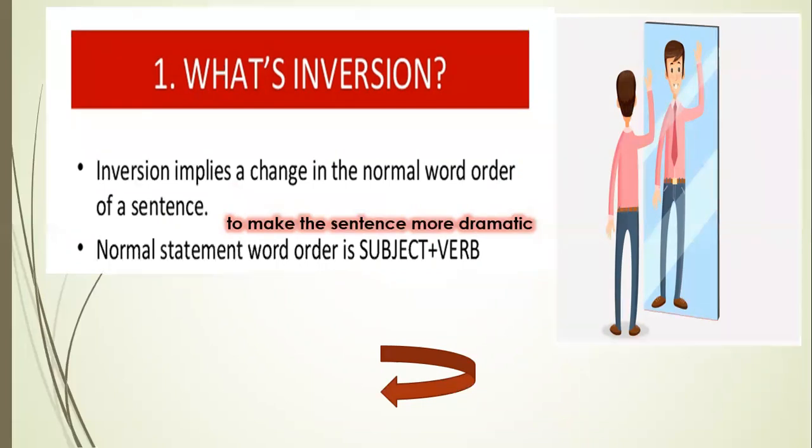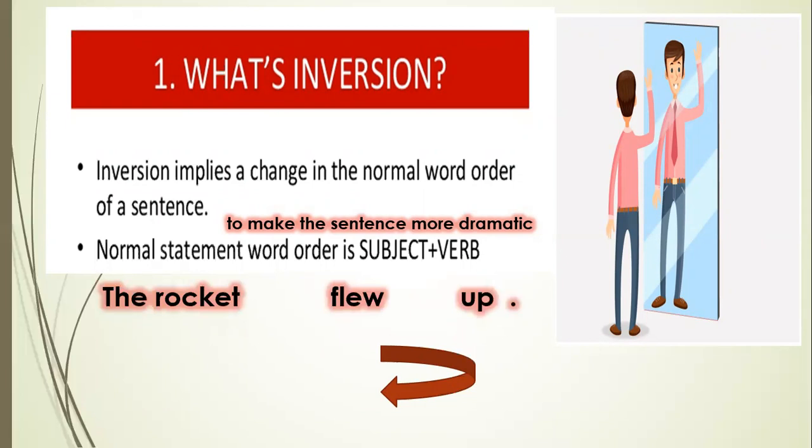Okay, what do you mean by dramatic? Dramatic means noticeable or attractive to read. Okay, so how can I change the normal order of my sentence, subject, verb, complement, into another word order to make my sentence more attractive?